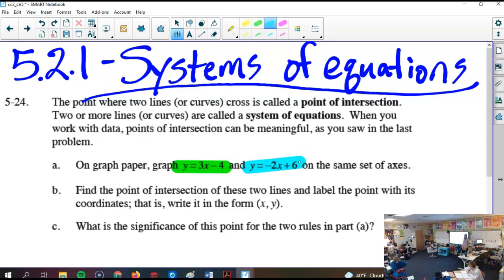Your team, well, each of you, is going to graph these two equations. And you're going to try to determine with the closest accuracy you can at what point they intersect with each other.